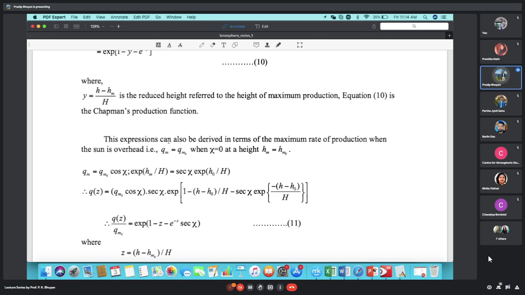This expression can also be derived in terms of the maximum rate of production when the sun is overhead. That means when Qm is equal to Qm naught. You see the difference between these two, or consider the difference between these two. When we were considering equation 10, it is the maximum rate of production. We are not saying that the solar radiations are vertical.